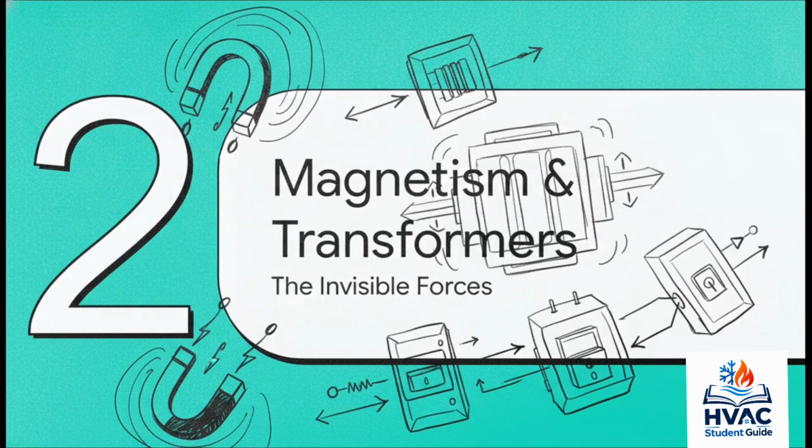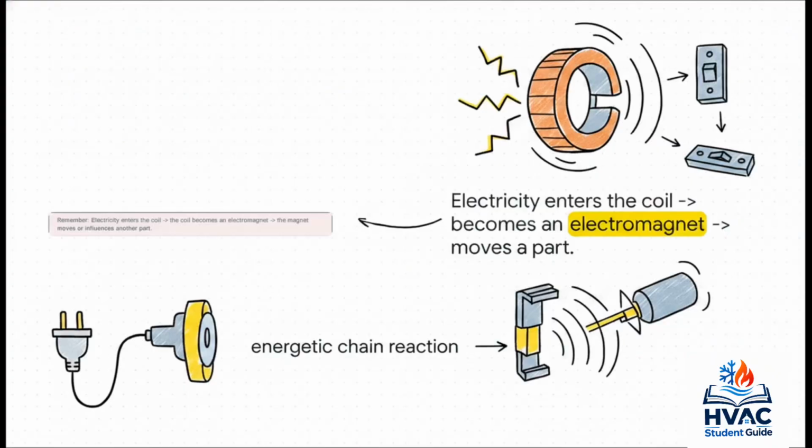Moving on to Section 2, Magnetism, Relays, and Transformers, the invisible forces. It's actually fascinating to see how beautifully simple this flow is when you break it down. When current flows through a wire that's wrapped into a coil, it creates a magnetic field. It's an energetic chain reaction. Electricity enters the coil, becomes a powerful electromagnet, and then that magnet physically pulls or pushes another part. This single concept is what runs your contactors, your relays, your solenoid valves. That coil is literally the muscle making the mechanical movement happen.